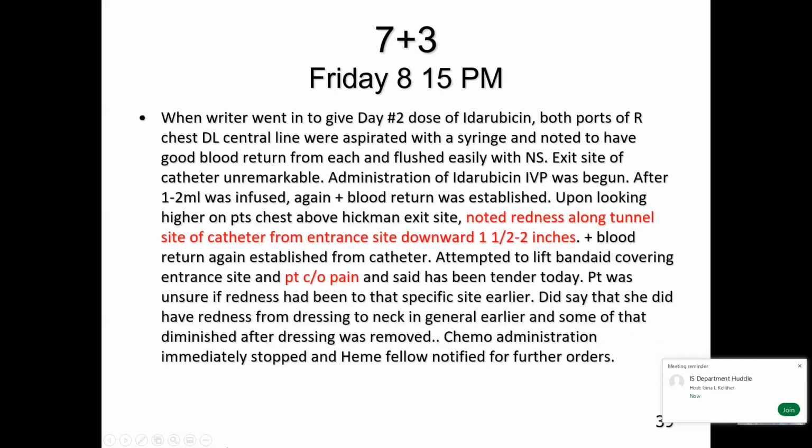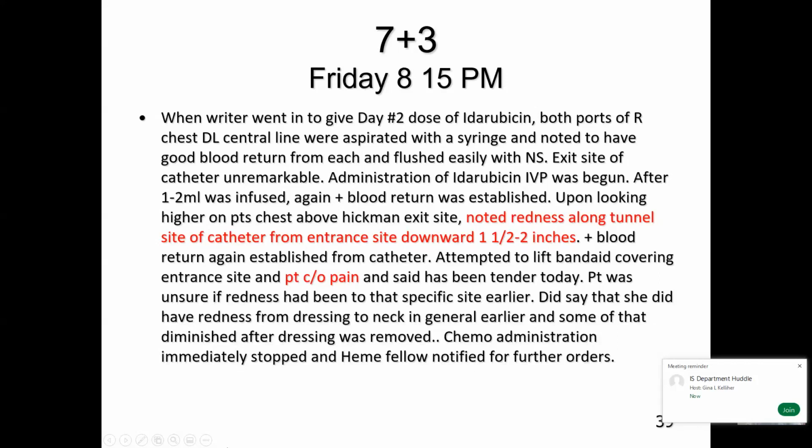So this is from the nurse's note, and really they went to give the chemotherapy, and it says 1 to 2 mLs were infused, blood return was established. Upon looking at the patient's chest, about the Hickman site, there was redness along the tunnel site, 1.5 inches, blood return. They went to lift the Band-Aid, and the patient complained of pain. Unsure if the redness had been there before. And keep in mind that the patient had breast reconstructive surgery.